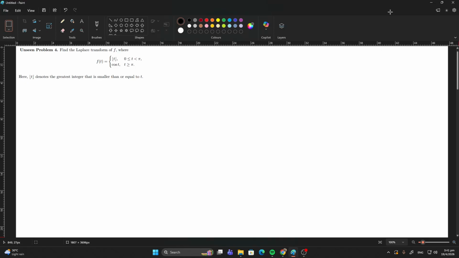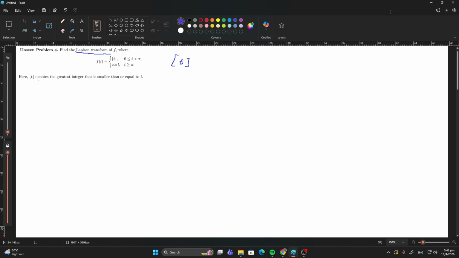This is a math question. Let's go ahead and solve it. Right off the bat, we know that this looks like it is a Laplace transform. So we have, when the time is between 0 and pi, this weird little thing, right? And then when it is more than pi, it becomes cosine t.